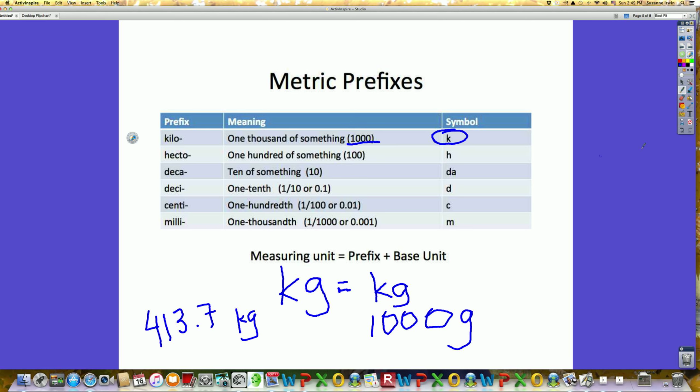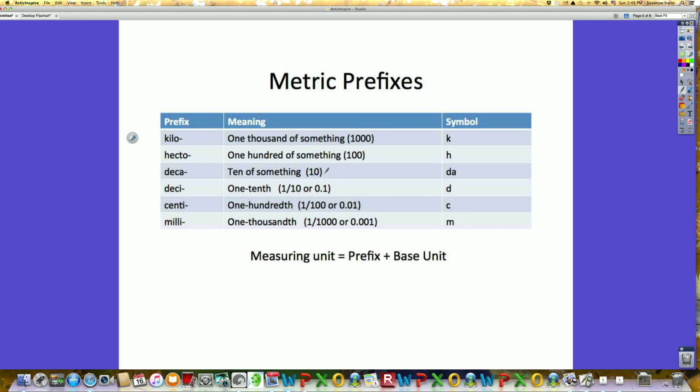Let's erase this. And the other prefixes, these are some other metric prefixes. There are more, but these are the ones that we're going to talk about in our next class. If we want to talk about 100 of something, we use the prefix hecto.